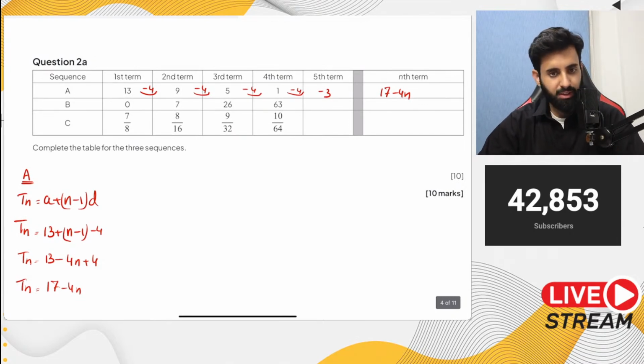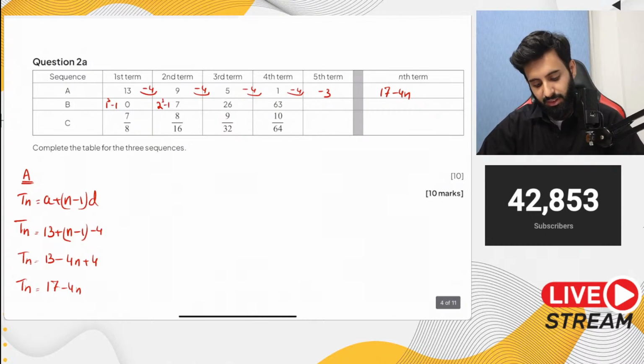Okay. So for example, if you look at 0, 0 is basically 1 cube minus 1. If you look at 7, 7 is basically 2 cube minus 1. And then if you look at 26, 26 is actually 27 minus 1, and 27 is 3 cubed. So that means it's 3 cube minus 1. And just like that, if you look at 63, 63 is actually 4 cubed minus 1.